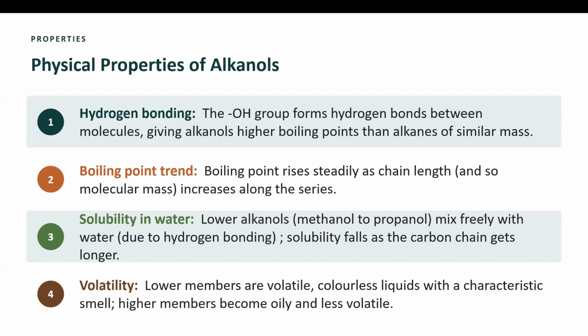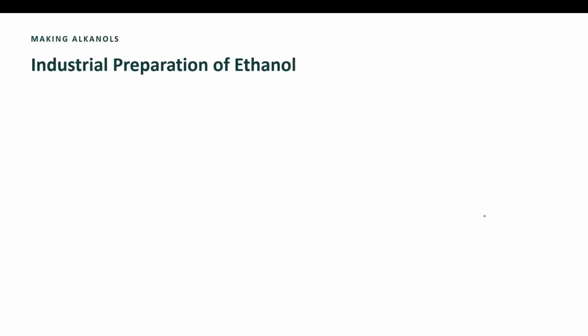Okay? Good. So just to be sure you understand what I mean by volatility. Okay. Let's look at industrial preparation. In this industrial preparation, we are going to be looking at two different methods of preparing ethanol industrially. One is by fermentation. The other one is by hydration.